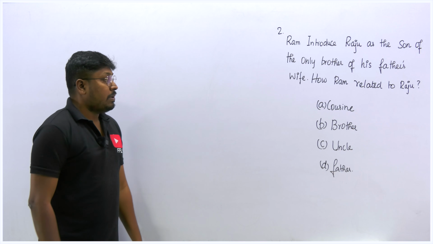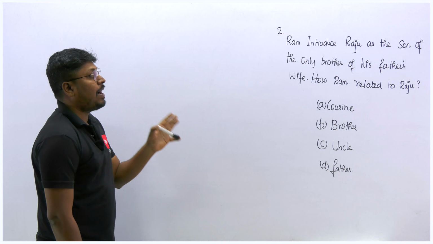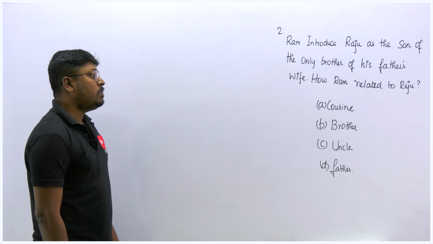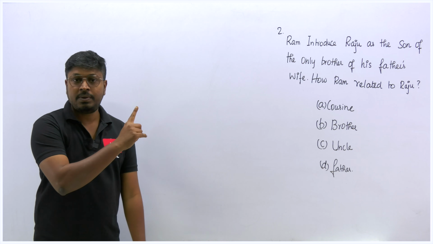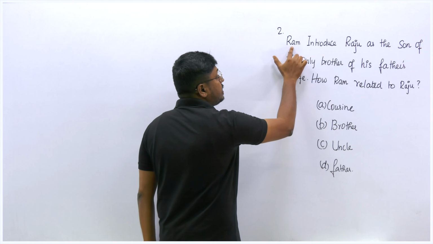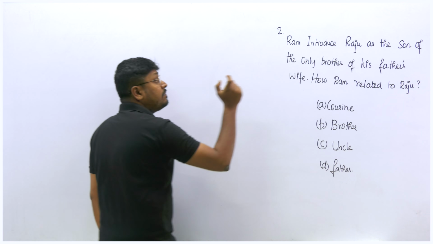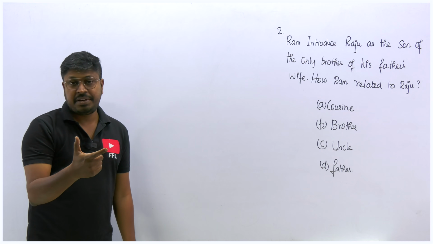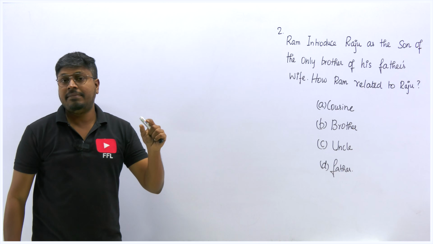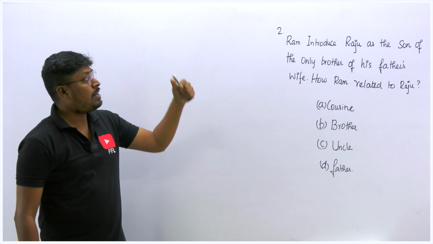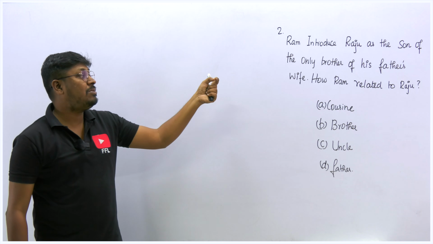Question number 2. Ram introduced Raju as the son of the only brother of his father's wife. How is Ram related to Raju? Here you can see there are 2 persons, Ram and Raju. The complete sentence was spoken by Ram, because Ram is introducing Raju. After reading the question, check whether we have the word "my". If "my" is not given, here the person Ram is talking, a male person, so definitely the sentence will have the word he, him or his.